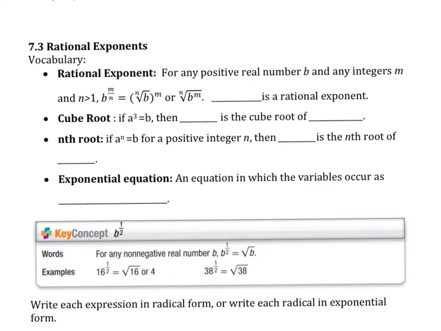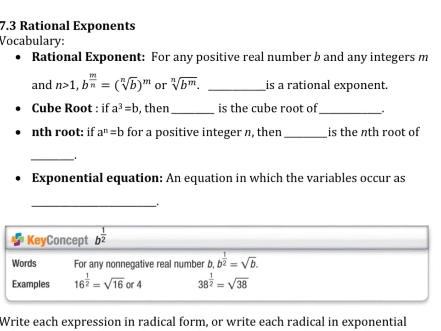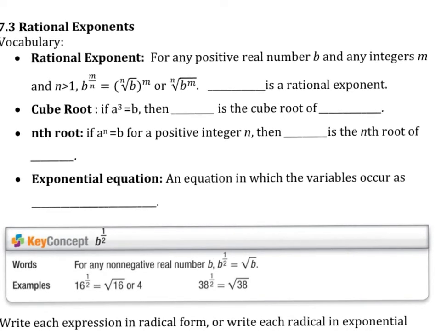Alright, so with our rational exponents, what is a rational exponent? Well, for any positive real number b and any integers m and n, as long as n is greater than 1, we have b to the m over n. That is going to be a rational exponent, as long as n is greater than 1. So b to the m over n is the same as the nth root of b to the m power. So in this example, m over n is a rational exponent.